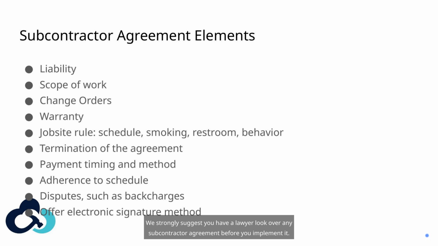For liability, you'll want to clearly state who bears what liability when on the job site, traveling to the job site, and more. It might seem obvious, but you'll want to discuss the scope of work and where the sub can find specifics about what work they're responsible for completing and to what standards.